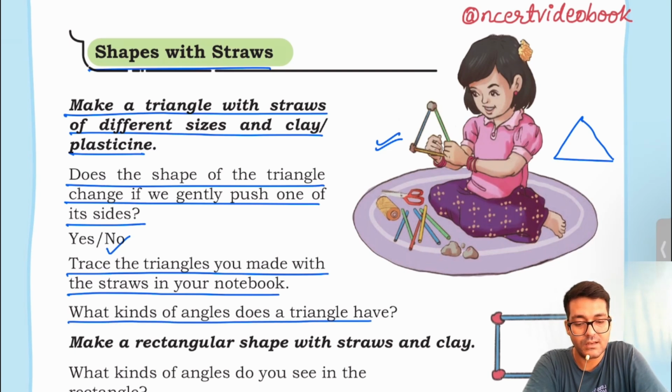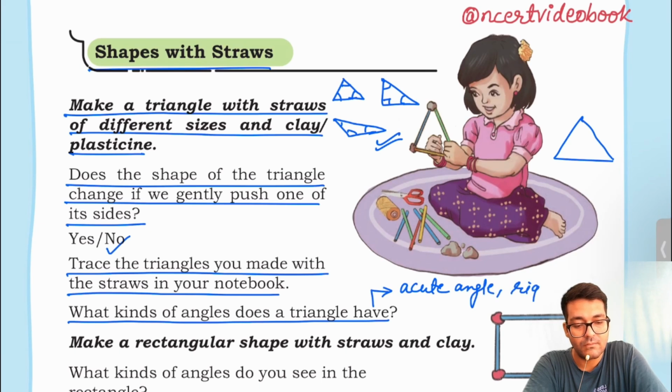What kinds of angles does a triangle have? A triangle can have all acute angles, one right angle and two acute angles, or one obtuse and two acute angles. Like this. You can write like this. A triangle can have acute angle, right angle, and obtuse angle.